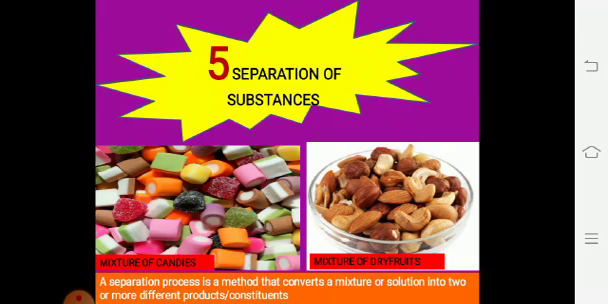Separation is a process and a method that converts a mixture or solution into two or more different products and constituents, and the other name of the constituent is components. Okay, so as you can easily see, a mixture of candies and a mixture of dry fruits. In further cases, sometimes we have to separate all the different candies and all the different kinds of dry fruits. So let's start.